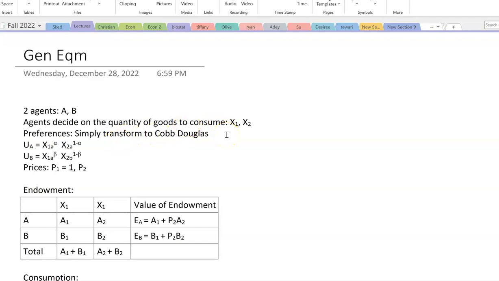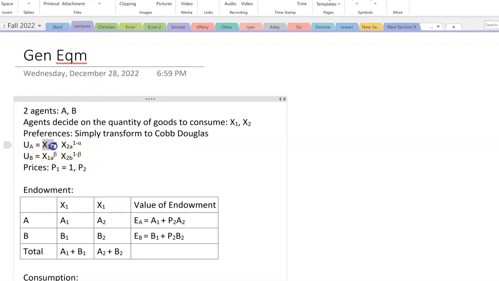Hello everyone. This time we're going to look at the general equilibrium problem. So the setup is that you have two agents, A and B. Each agent decides on the quantity of goods to consume, let's say X1 and X2. The preferences are Cobb-Douglas for both agents.